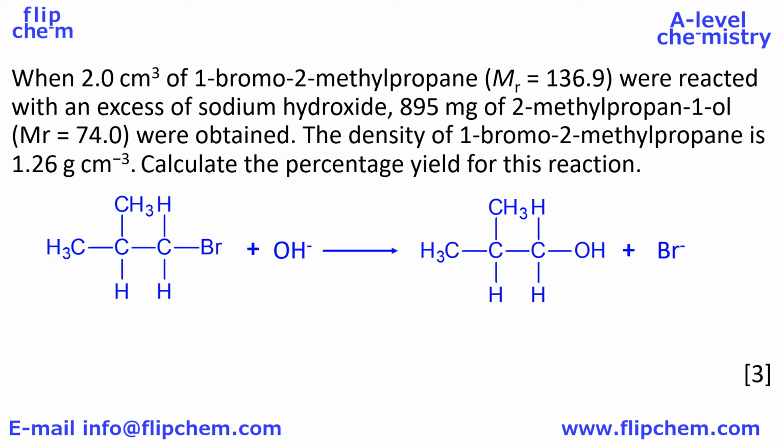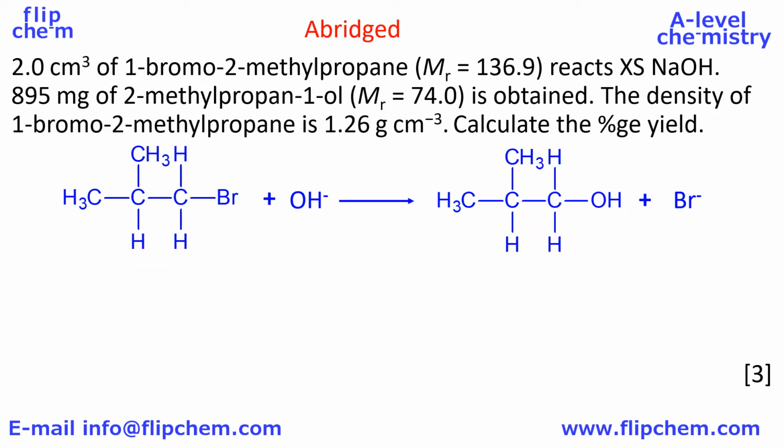Before we can attempt this question, we need the balanced equation, so you really need to know your reagents and conditions. This helps us to establish that 1 mole of the haloalkane will make 1 mole of the alcohol in theory. I've abridged the question there to get straight to the point.